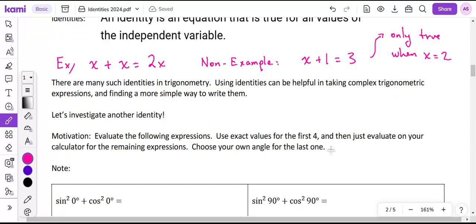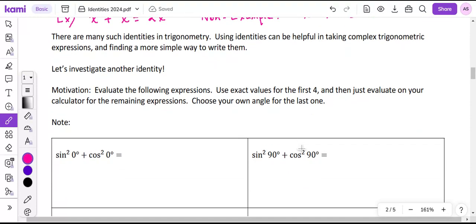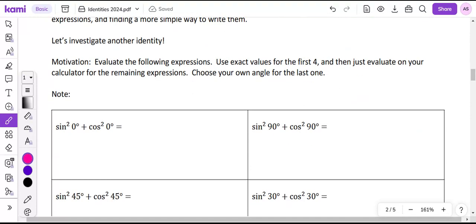And I should say too, if you're wondering why do we need these things called identities, it's really going to become more apparent for those of you guys who take some first year calculus courses. Not everybody will get there, but they can take really big complex trig equations and just make them simpler. Let's investigate another one. All right. I'm going to do a few of these with you.